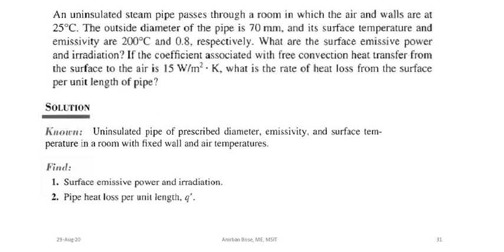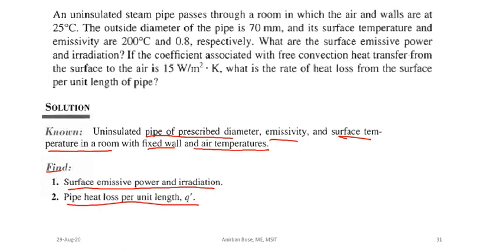Okay, so it is given that the pipe geometry, like pipe diameter, is known, emissivity is given, surface temperature, the room, the fixed wall, and the air temperature is given. So these are the known quantities. Now what are the things that we have to find? We have to find the surface emissive power and irradiation, the first part, and the second part we have to find out the rate of heat loss per unit length of the pipe. So these are the two things that we have to find out.